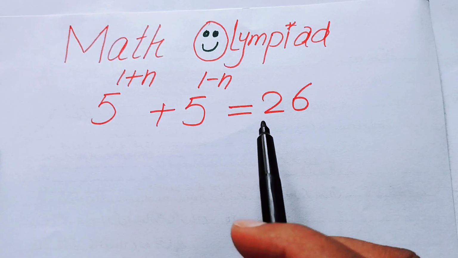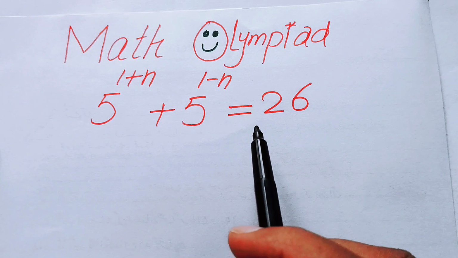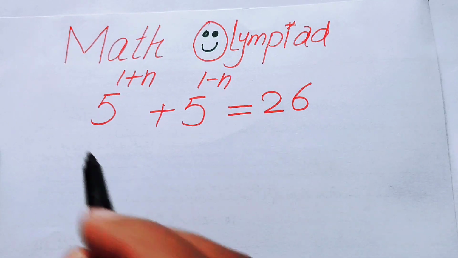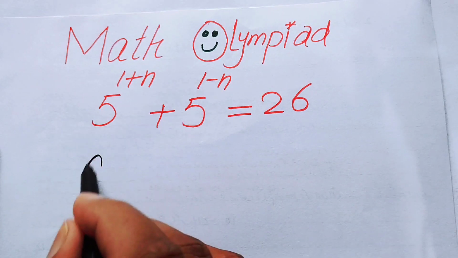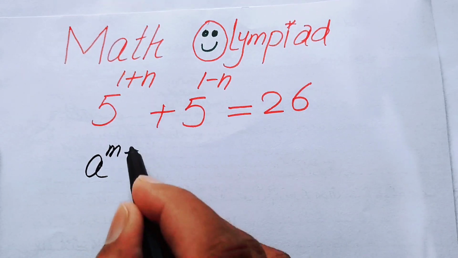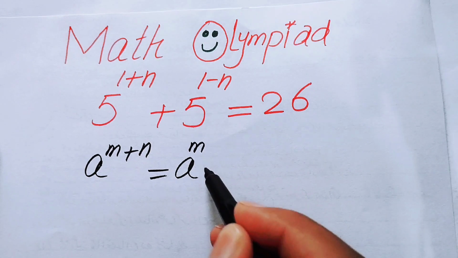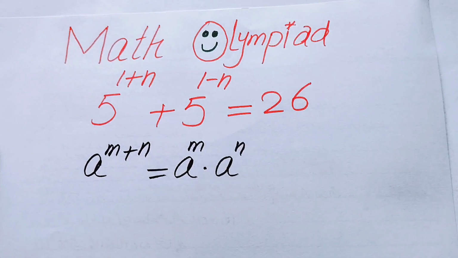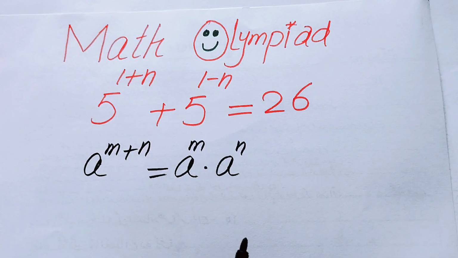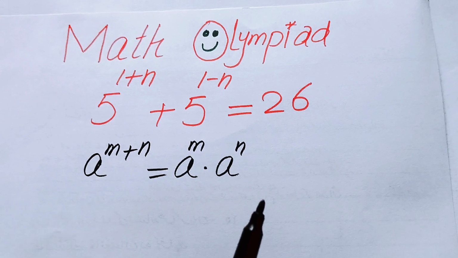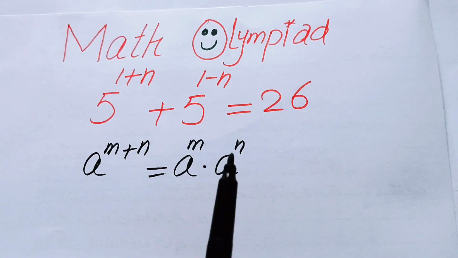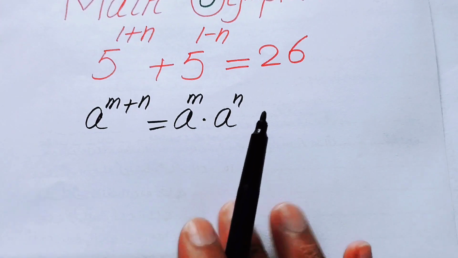So the very first thing we are going to do is use the nice exponential law, and you know about this law. If we have a to the power of m plus n, it is equal to a to the power of m times a to the power of n. So now we can break the exponents of both of the terms according to this law.